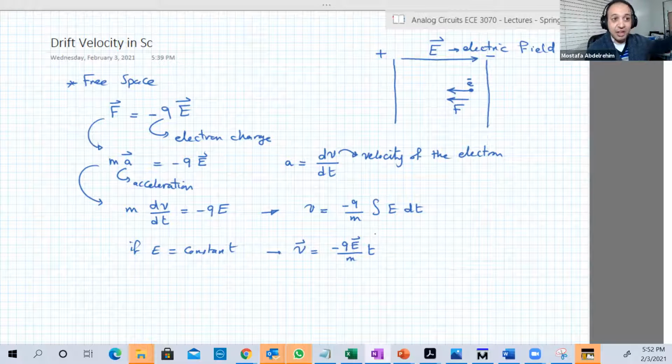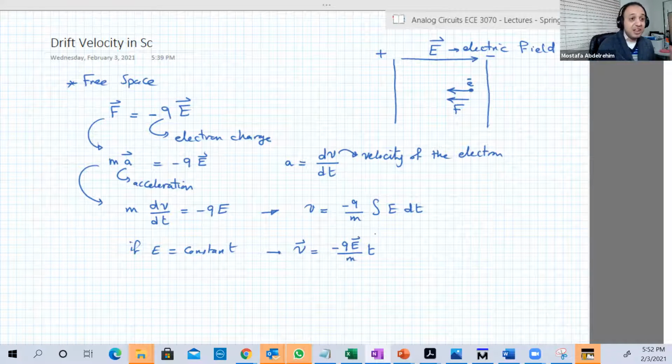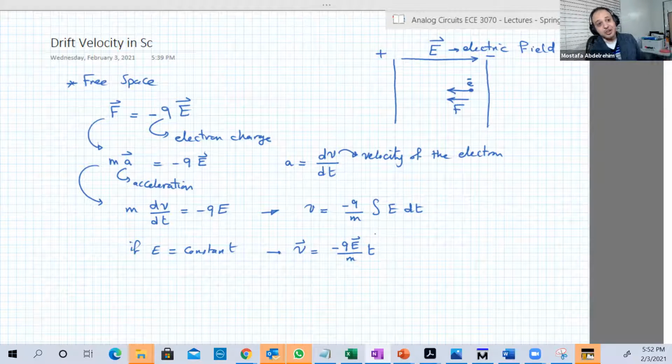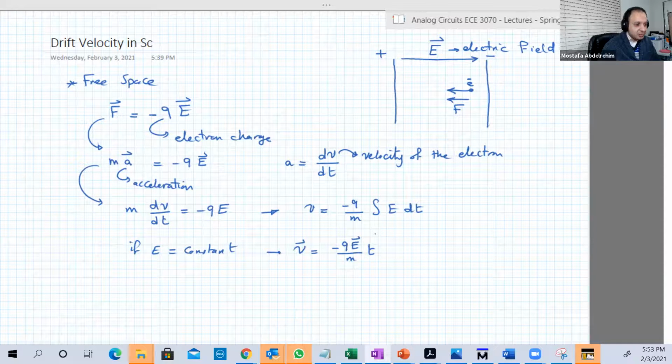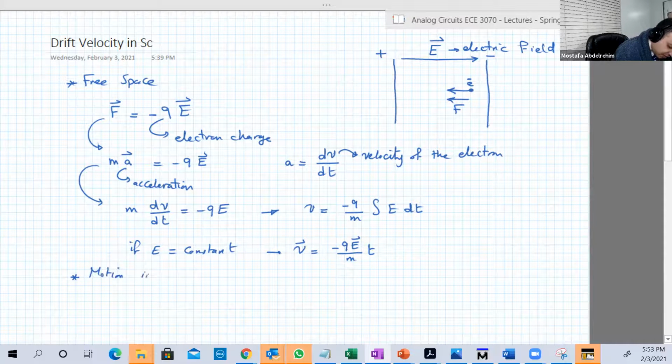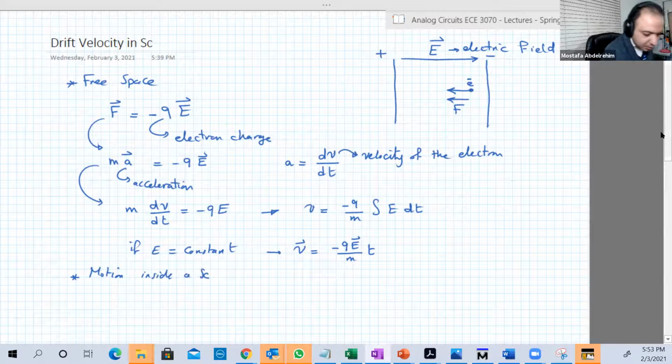There are atoms, and these atoms are vibrating. They have a charge. There are many things out there that affect the motion, rather than the free space, which is just free, empty. But in our semiconductor, that will not be the case. It's much more complicated. So, motion inside a semiconductor.